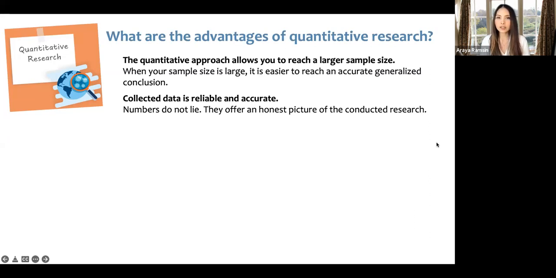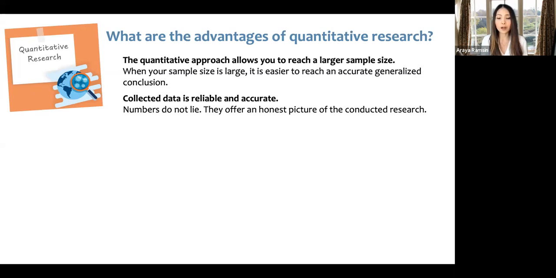The second advantage of quantitative research is that collected data is reliable and accurate. As quantitative data is collected, analyzed, and presented in numbers, the result that you get will be extremely reliable because numbers do not lie. And they offer an honest picture of the conducted research without discrepancies.